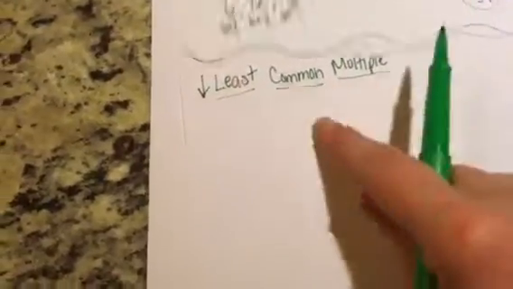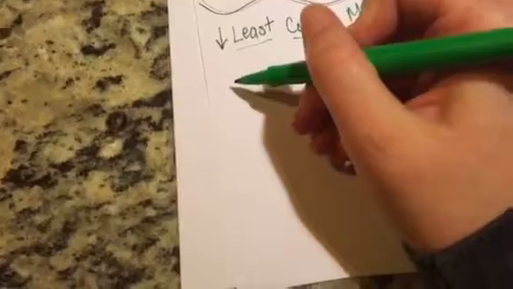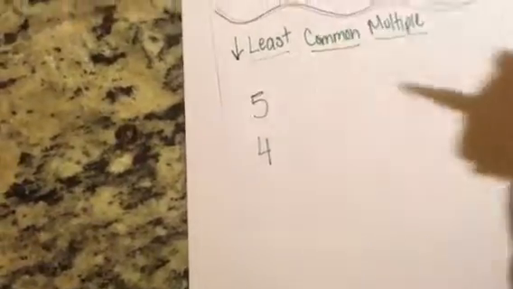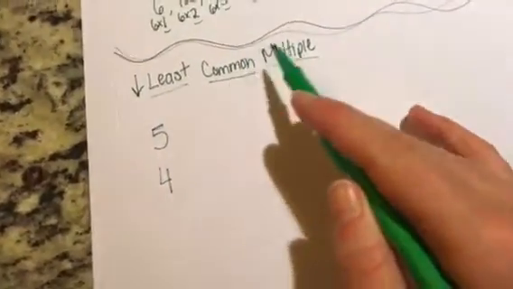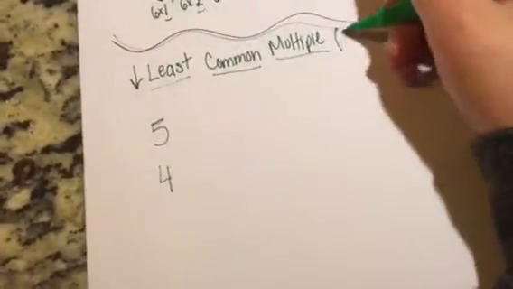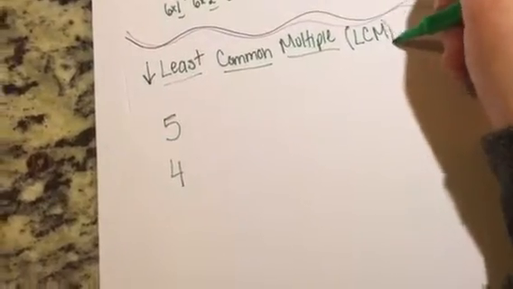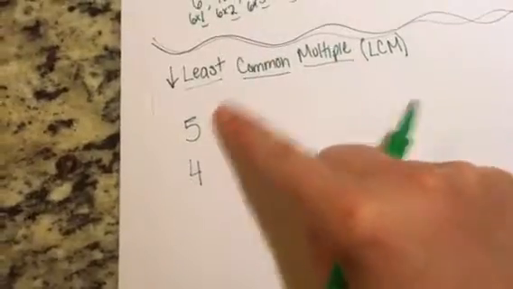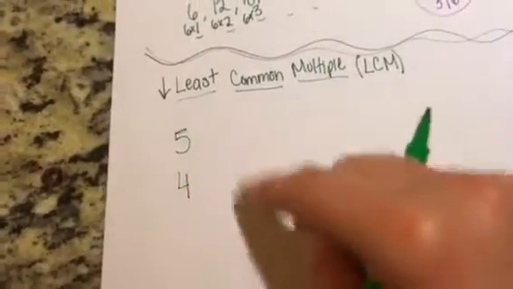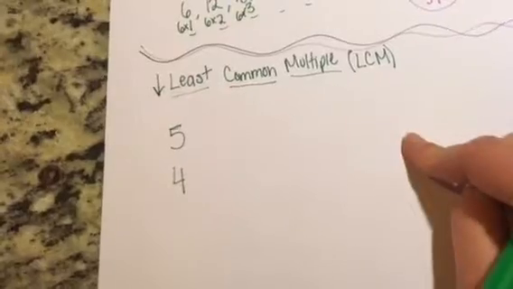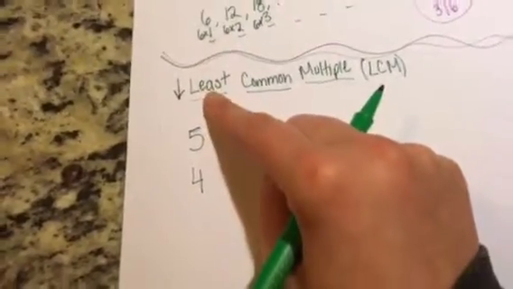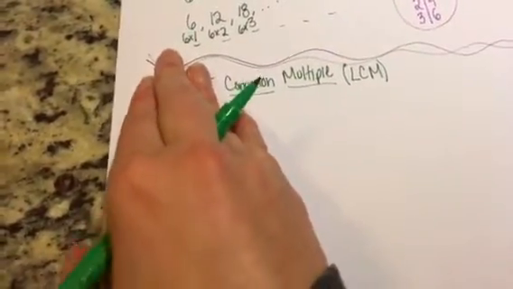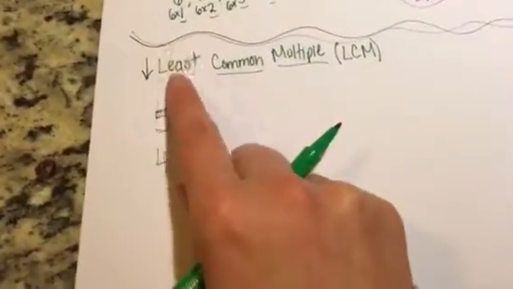So if I give you 2 numbers, let's say 5 and 4, and I ask you to find the least common multiple, or the LCM, I want you to find the multiples of 5, find the multiples of 4, and then tell me which one they share and what's the smallest one that they share, because it has to be the least. You could have lots of common multiples with 2 numbers, but we want the smallest one.